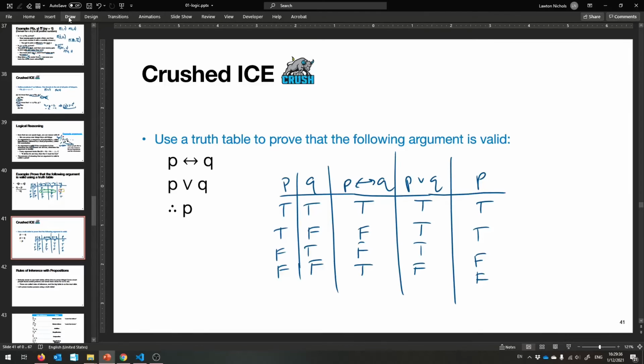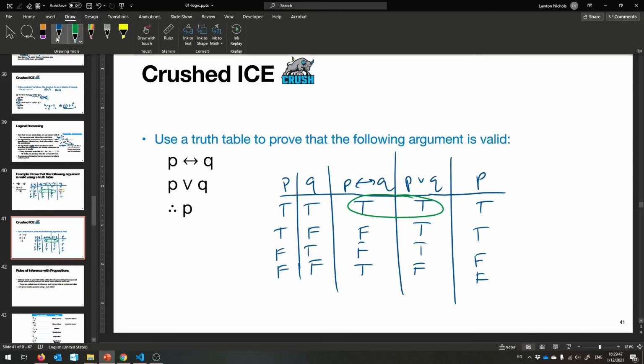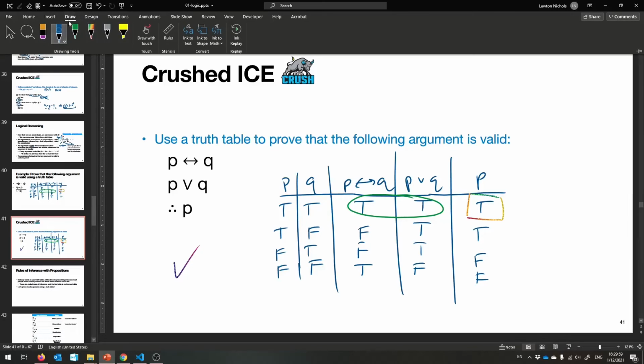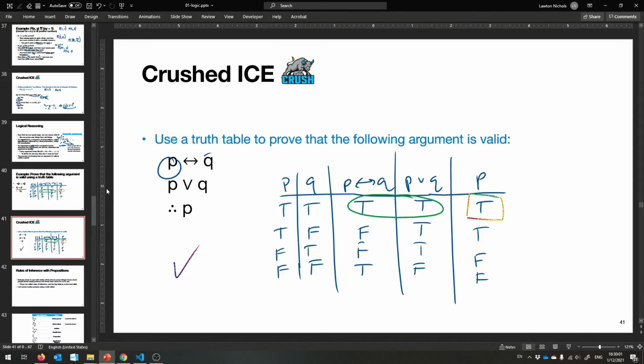Okay, so we just have to find the cases because we're trying to assume that these things are true. So the cases where they are true is where we want to show that our conclusion holds. So it's only that one. The rest of these have a false somewhere. And what do you know? It's a valid argument. P happens to be true in the case where the two hypotheses are true. Okay, so this checks out. We have proven this. No matter what P is, no matter what Q is, this argument holds.